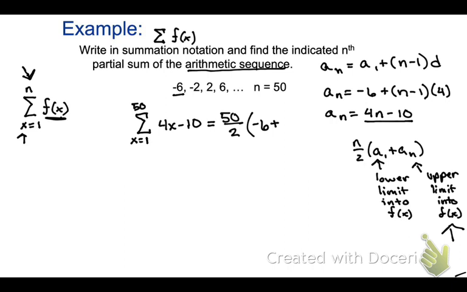Upper a sub n, upper limit into f of x. So what's my upper limit? 50. So plug it in. So 50 times 4 is 200, minus 10, 190. It's not 50, is it? n is 50. A sub n is what you get when you plug in 50.